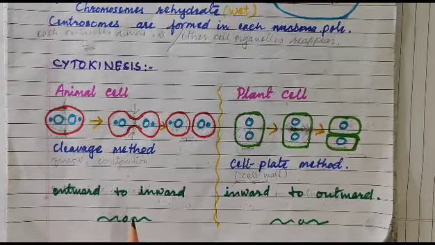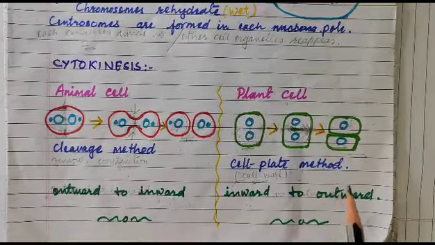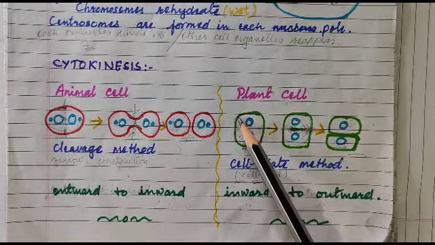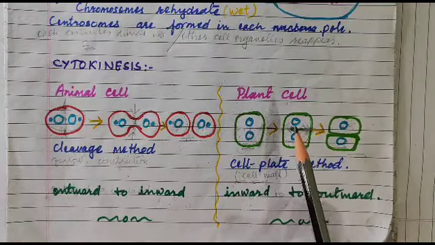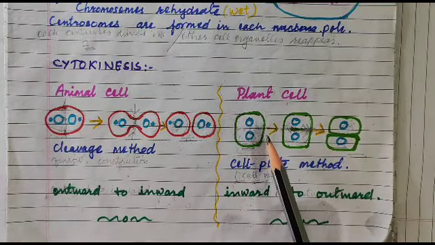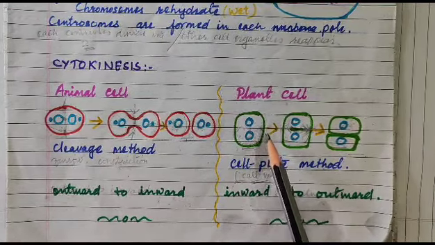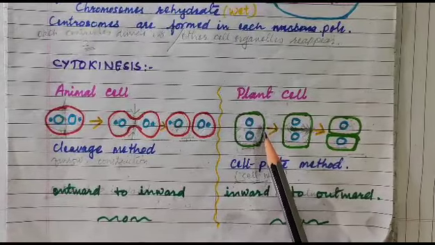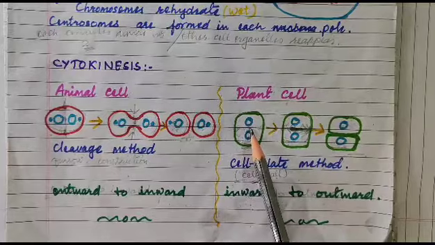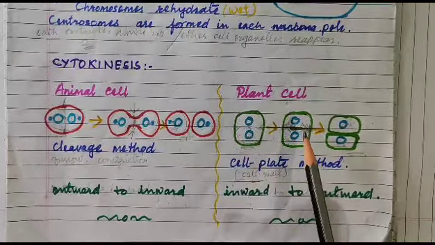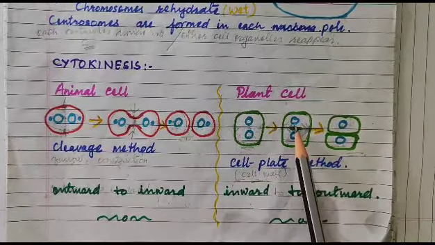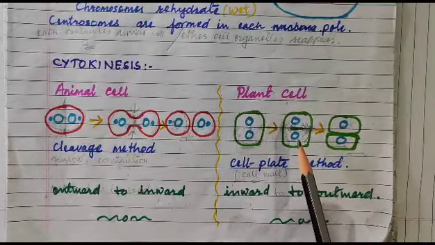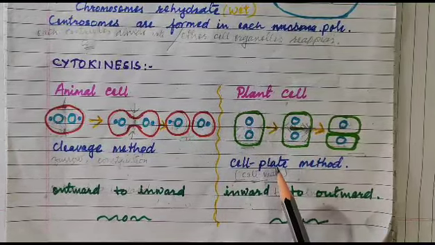Whereas in plant cell, cytoplasm division takes place by cell plate method, and plant cell is surrounded by a rigid, hard cell wall. Okay, because of this, the cell wall cannot be pressed inward. That is why a small cell plate starts forming in the middle of cytoplasm, right? So the Golgi complex helps in this method in forming the cell plate.